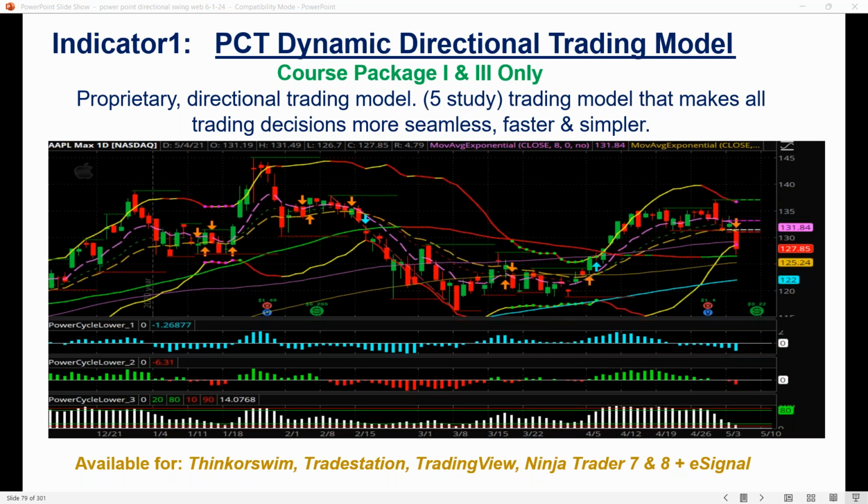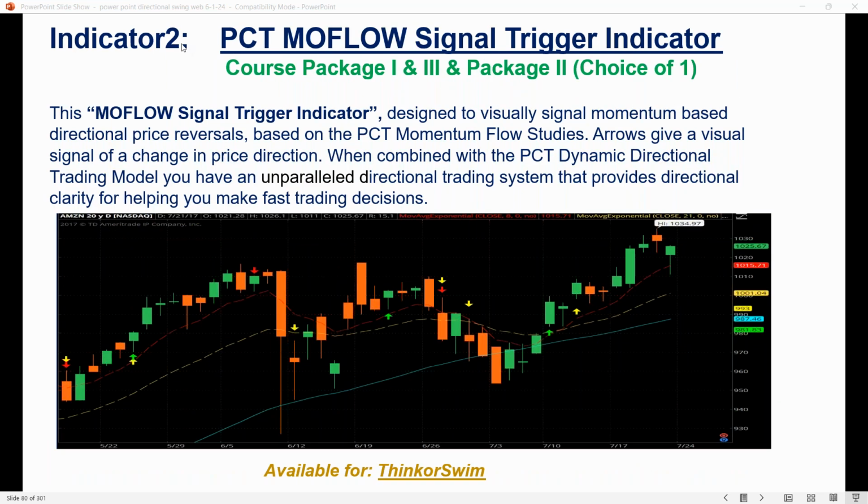And then here's the second indicator. Now this will be one that you have a choice of. This is the momentum flow signal trigger, and what it does is just give you the arrow. When cycle 1 goes negative, or cycle 2 goes negative, the arrow will pop up, and you can color code these whatever color. You can see I've got these color coded: cycle 1 in yellow for downside, 2 in red, and cycle 1 in green and yellow to the upside. Okay, so these are just the momentum indicators. I've only got these available for Thinkorswim.